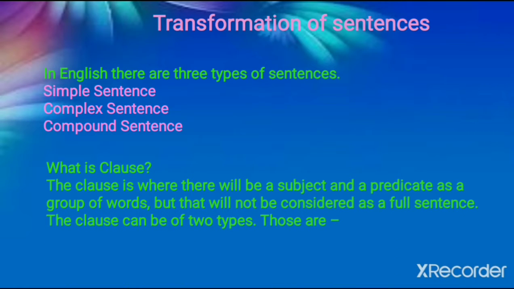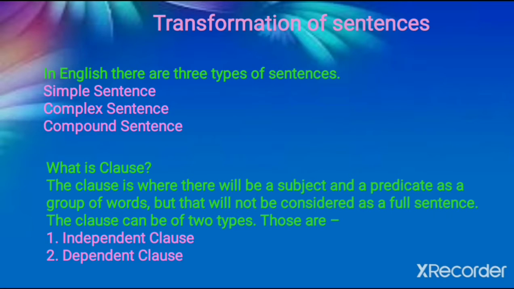A clause is a group of words that has a subject and a predicate, but that will not be considered as a full sentence. So the clause can be of two types. Those are independent clause and dependent clause. So I just wanted to make clear about the clause.